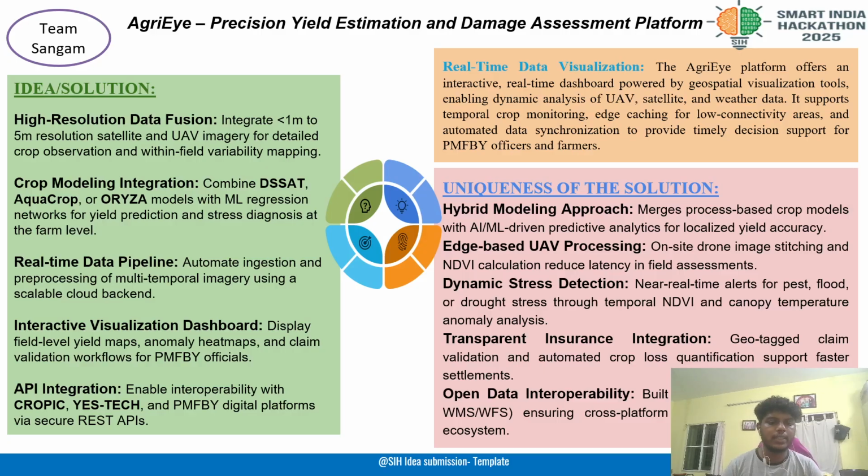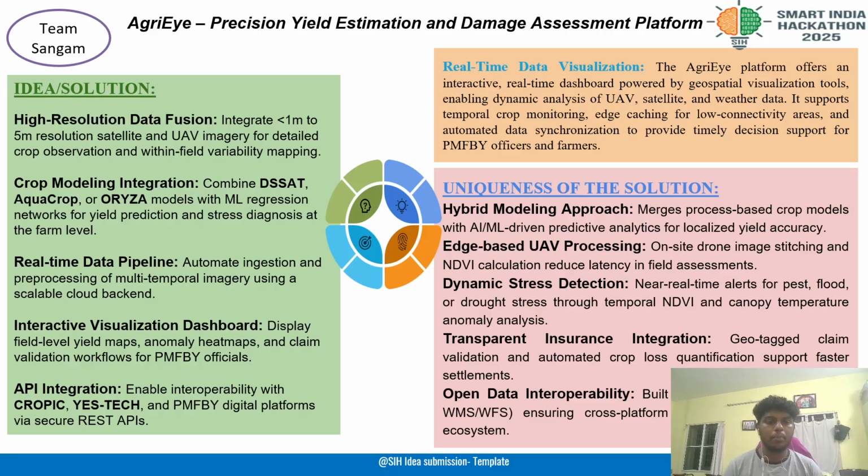Our solution is AgriEye, a precision yield estimation and damage assessment platform. First, what it does: we use high resolution imagery from sub-meter drones and 1.1 to 5 meter satellites to capture within-field variability, as you can see in the coarse data. We combine proven crop models like DSSAT, AquaCrop, or ZAP with a machine learning regressor for localized field level yield based on the satellite data and drone data for stress diagnosis, what the yield would be based on past data.